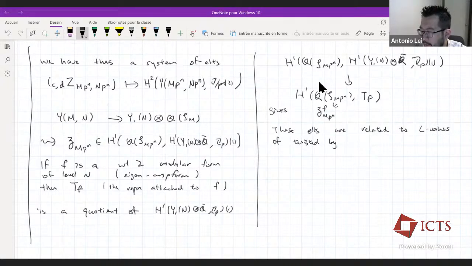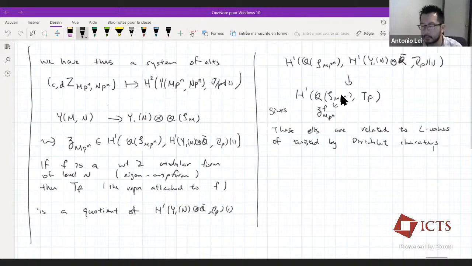These elements are twisted by some Dirichlet characters, depending on the level, because your M and p^n might change, so you would be twisting by different Dirichlet characters of different conductor, and this is how you can show that this element will give you the p-adic L-function that I told you last time. So I told you that the Beilinson-Kato element will be sent to the p-adic L-function of the elliptic curve. So in general, it works for any modular form.